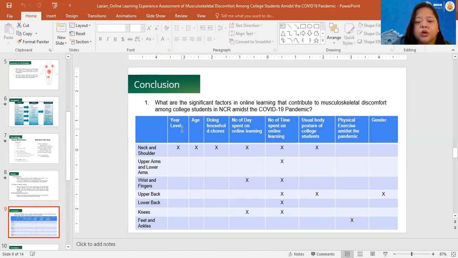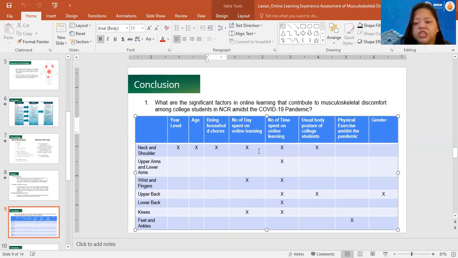So in this case, we were able to identify the variables that have an effect for those body parts, which we consider the year level, the age, if they are doing household chores, the number of days spent on online learning, the usual body posture of college student, if they're doing physical exercise, and their gender. So if you've noticed in here, not all of these factors are actually contributing pain to the respective body part. In most cases, the neck and shoulder are the one that has most of the factors being affected. And the rest would be as followed.